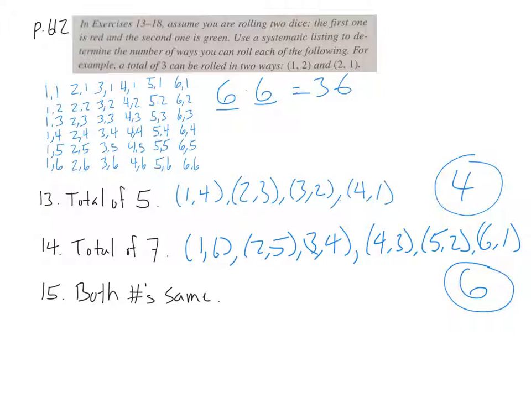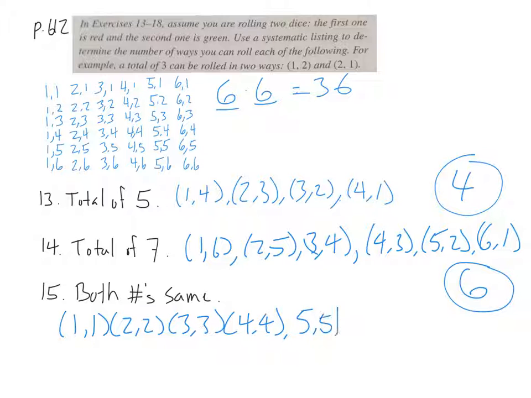And lastly here on number 15 it says, how many ways can you roll both numbers the same? Well, we can also figure that out pretty easily, right? Because that's our other diagonal. It's the 1, 1, 2, 2, 3, 3, 4, 4, 5, 5, 6, 6. I'll list them for you, but it's pretty obvious. The answer is going to be 6 again. 2, 2, 3, 3, 4, 4, 5, 5, and 6, 6. 1, 2, 3, 4, 5, 6 different ways you can roll both numbers the same.